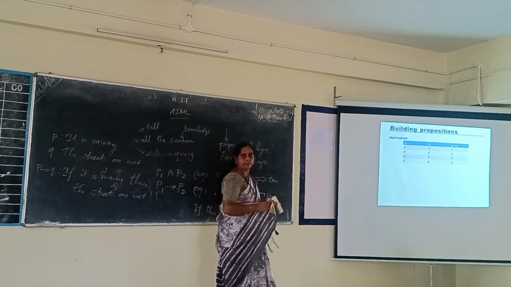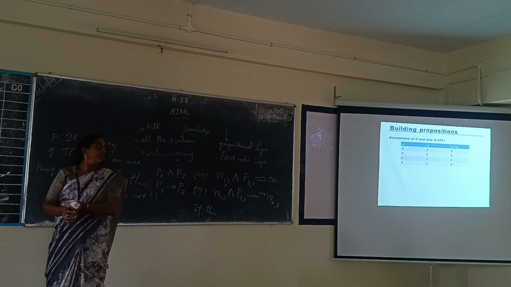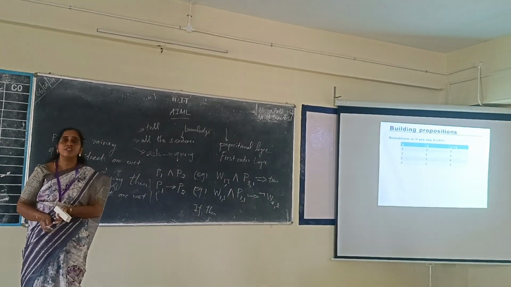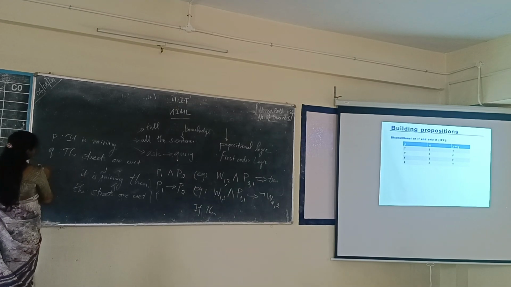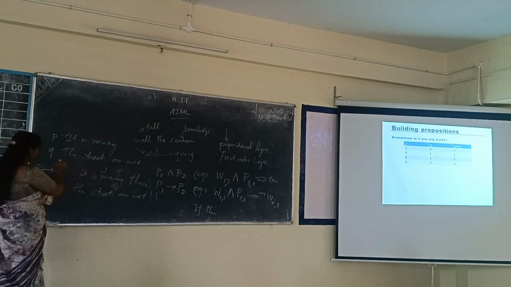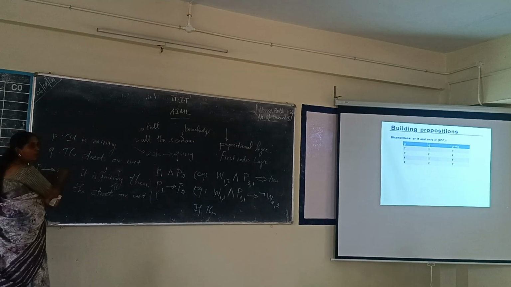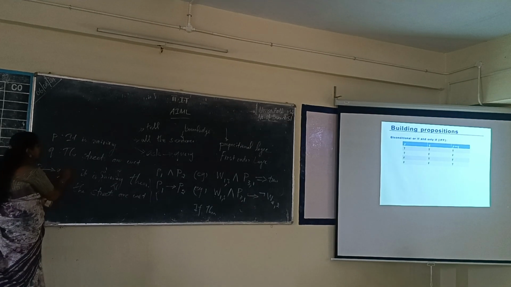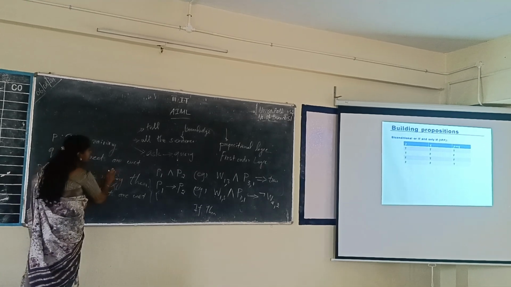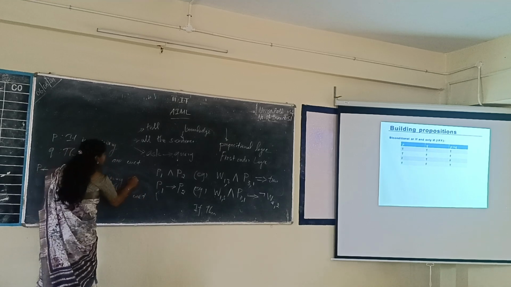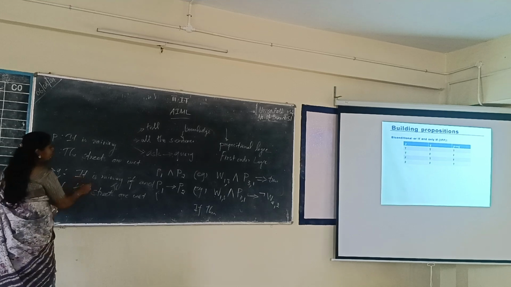Next one is biconditional. Biconditional means if and only if, we can say it is equivalent. In the same example, biconditional can apply in both directions, from P to Q, or you can take it from Q to P. So it can be written as it is raining if and only if the streets are wet.